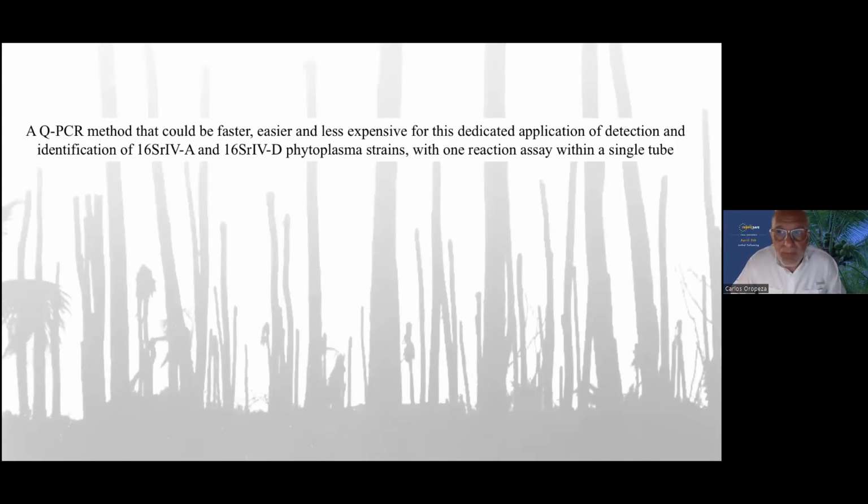So the purpose of this study was to develop a qPCR method that could be faster, easier, and less expensive for this dedicated application of detection and identification of these two abundant subgroups, and hopefully with a method that will require one reaction within a single tube.